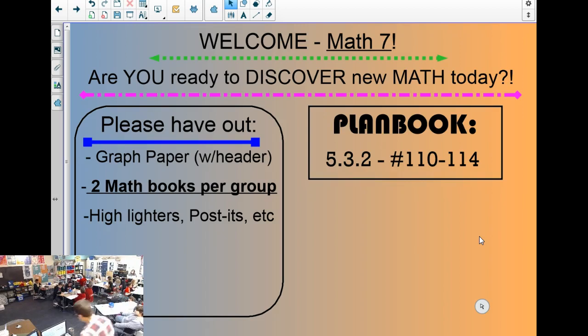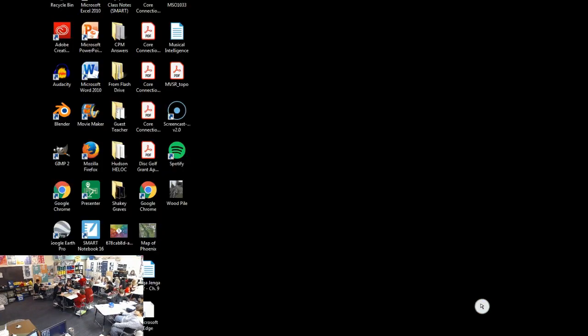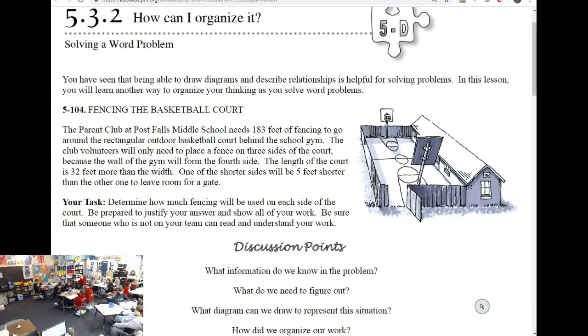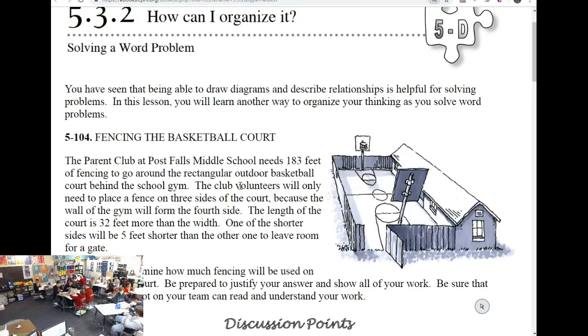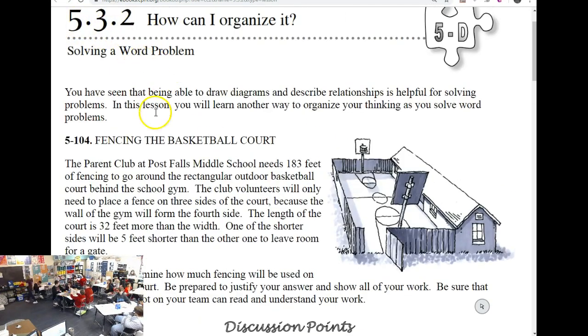So today is more of what we were doing yesterday, deciphering word problems, analyzing what they mean, and solving whatever we can. But we're going to help the parent club build a fence. So your header: 5.3.2, solving word problems. We're solving a word problem.